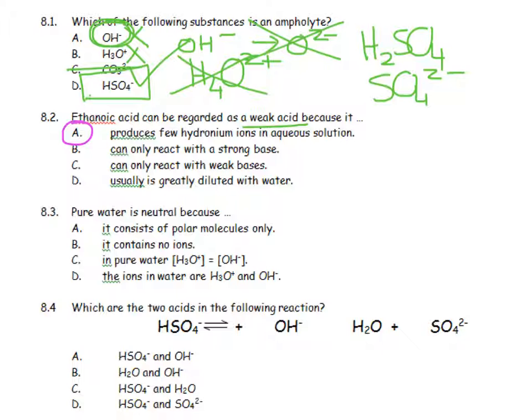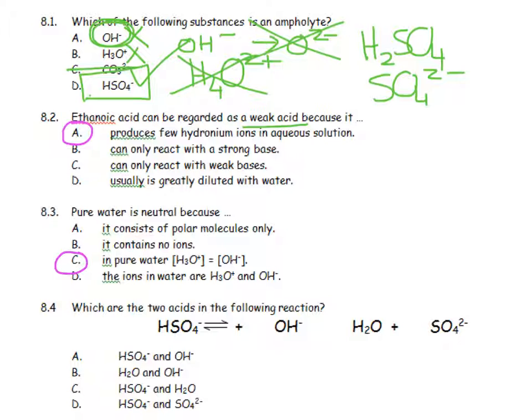So the only option here is that we've got very few hydronium ions forming. Pure water is neutral. Why? Because it contains polar water molecules. Well, that's true, but it's got nothing to do with its neutrality. Contains no ions. That's not true. It's because the H3O plus ions are exactly equal to the OH minus ions that you actually have neutrality in water.